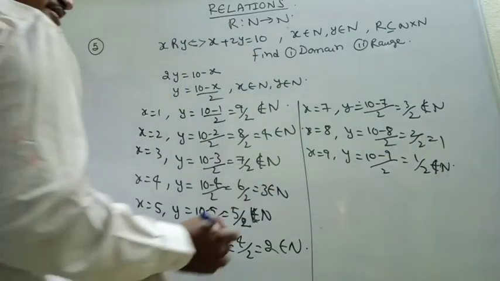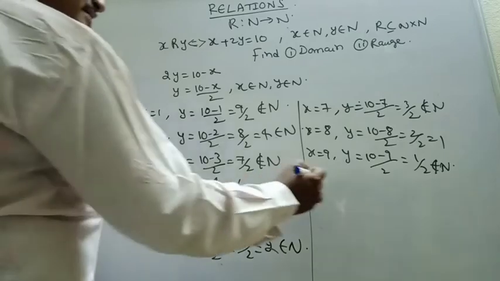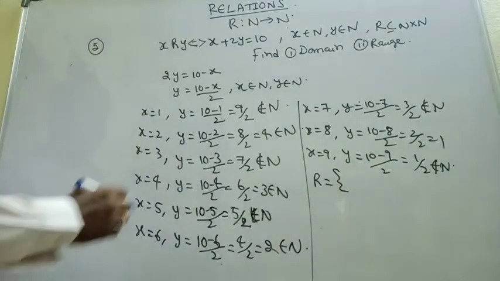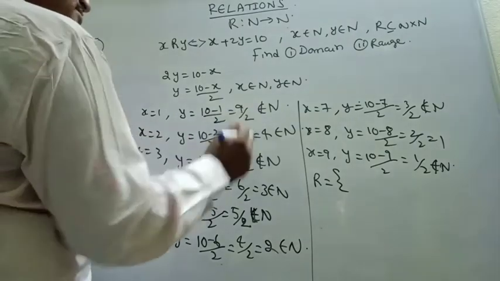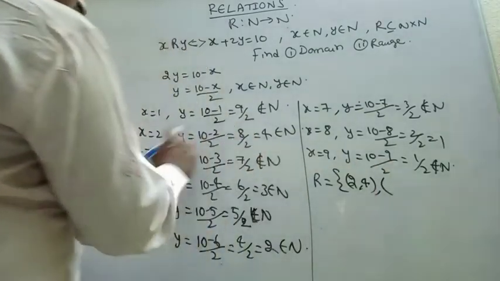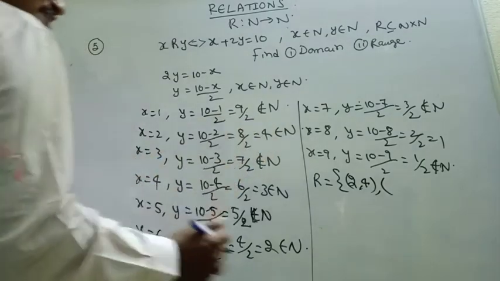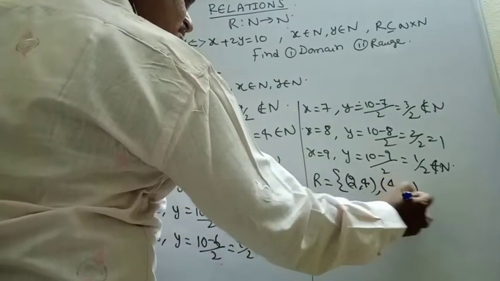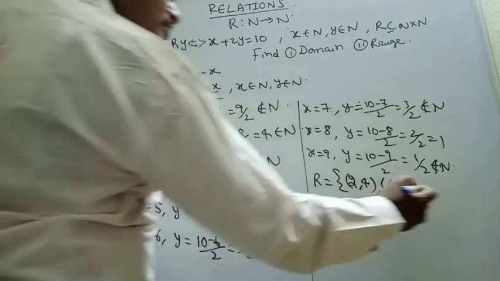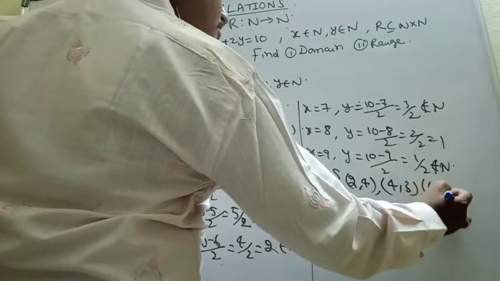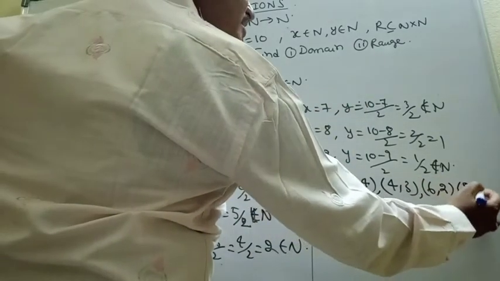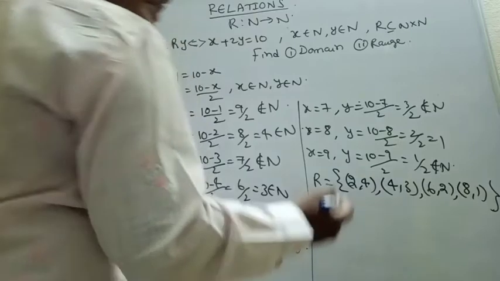Therefore, all the relations you have got here are R is equal to, my dear students: x equal to 2 means y equal to 4, so 2 comma 4. Next 4 comma 3. Next 6 comma 2. Next 8 comma 1. Wonderfully we have got it.